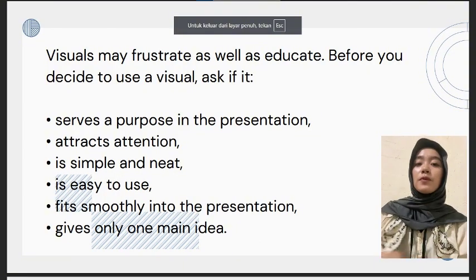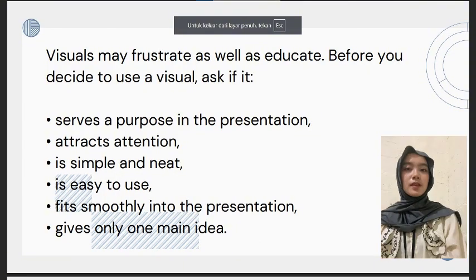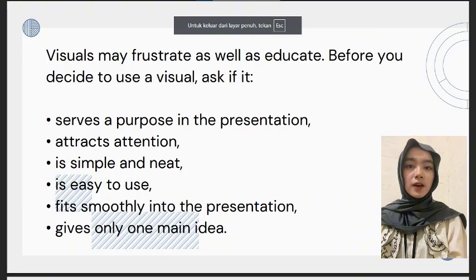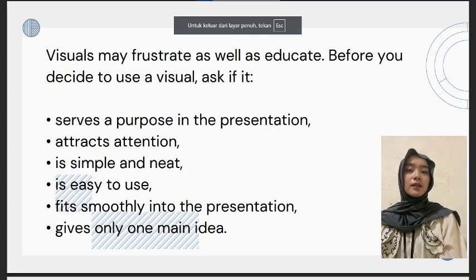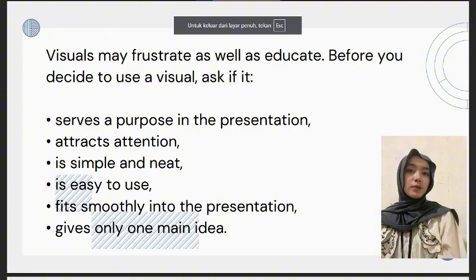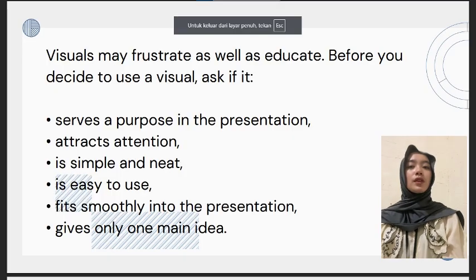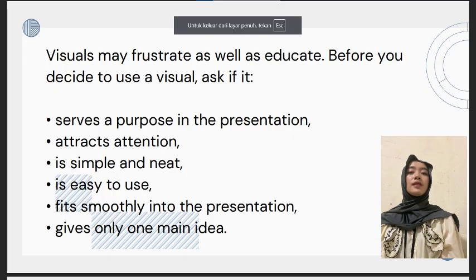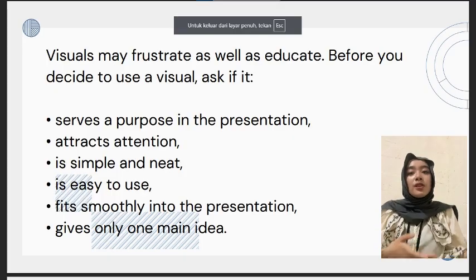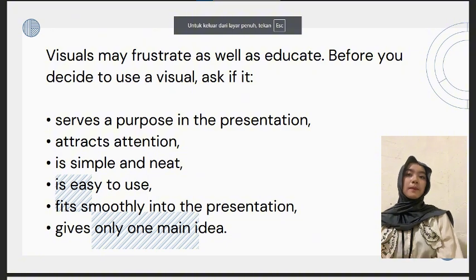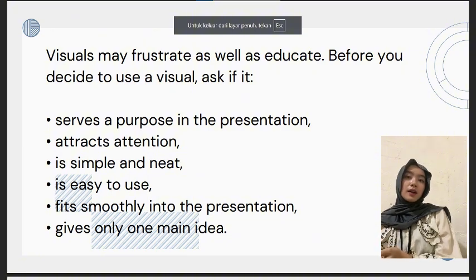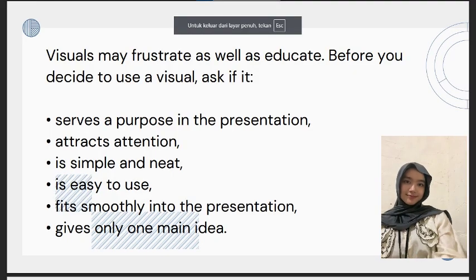And tips for creating effective visuals. Use charts or diagrams to make numerical data more digestible. Avoid placing too much text on one slide or visual. Apply color thoughtfully to highlight important information without distracting the audience. Always test your visual beforehand to ensure everything works properly. Ensure visuals are clearly visible to everyone in the audience.